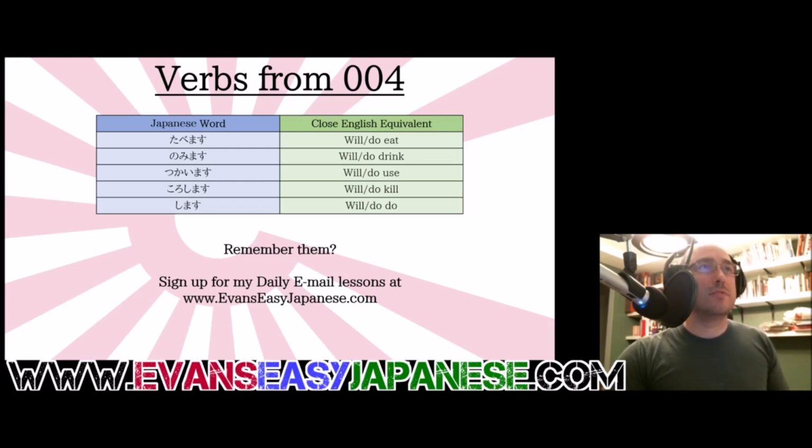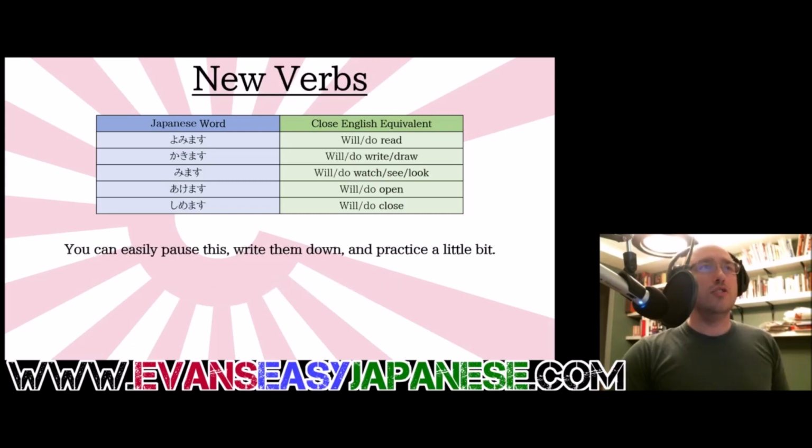We're gonna get some new verbs. Yomimasu, will or do read. So this is to read. Kakimasu, this is will or do write, and it could also be to draw. I didn't give you the kanji, so technically it's both. To write or draw. Mimasu, will or do. So once again, the tense is incomplete, aka non-complete, aka imperfective. So we will or do watch or see or look.